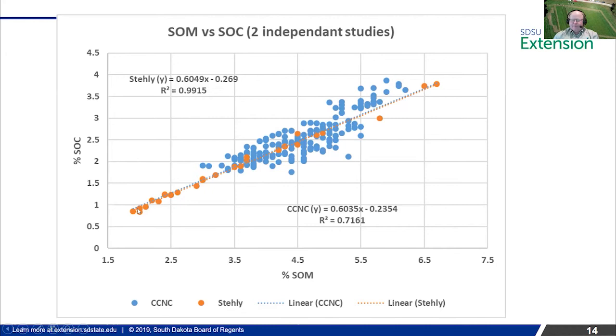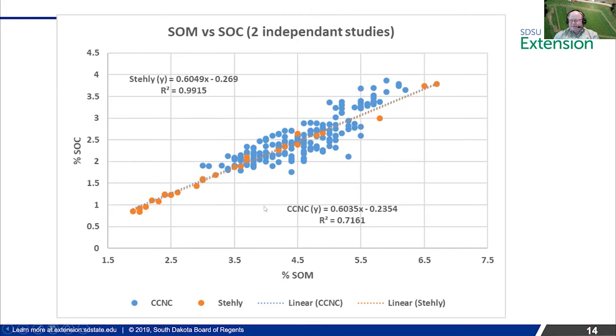There's an excellent relationship between the organic matter here on the horizontal axis, the x-axis, and the carbon here on the vertical axis, the y-axis. And it's just a line can almost be drawn through that data.